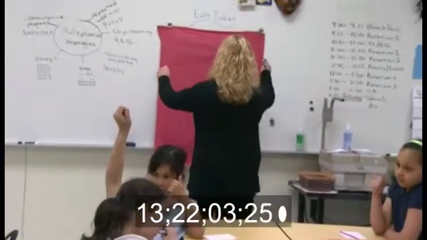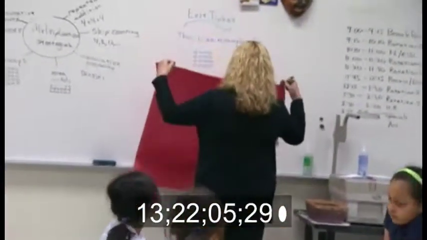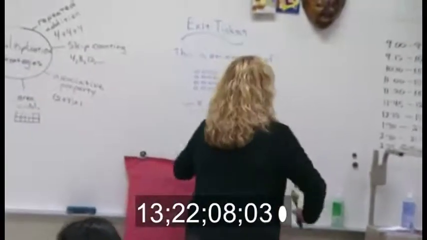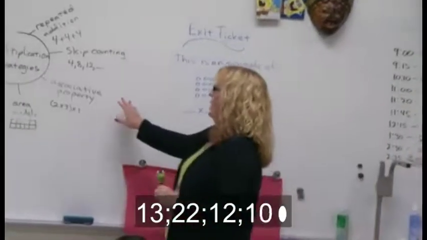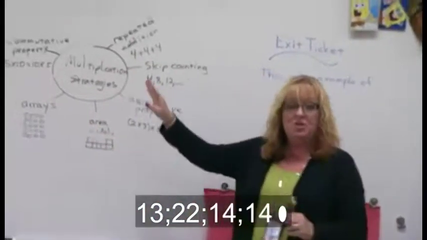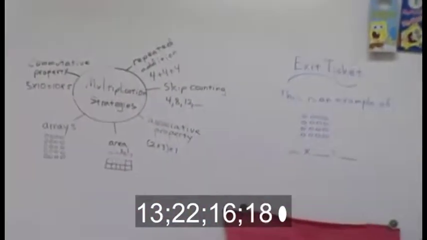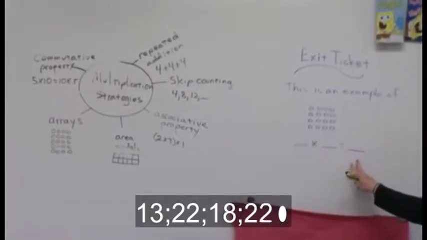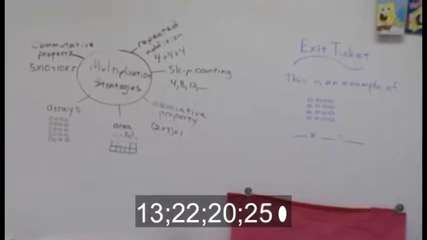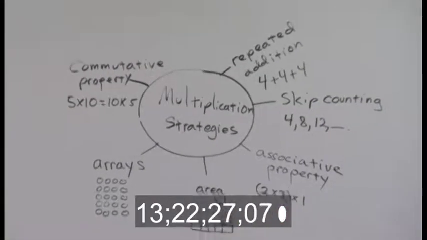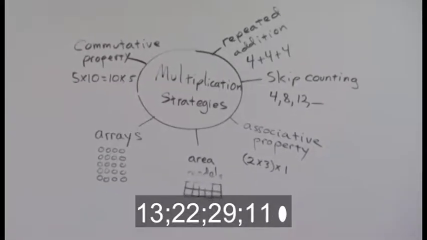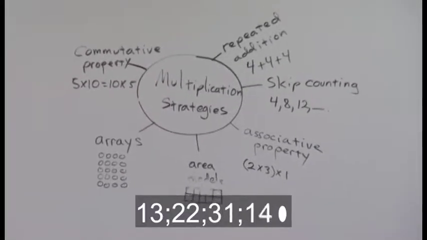All right, here's your exit ticket. I would like you to match what multiplication strategy that is an example of, and what is the product? So I want you to go ahead and write the multiplication sentence that goes with that. You did not write what multiplication strategy it is. You're getting ahead of the game.